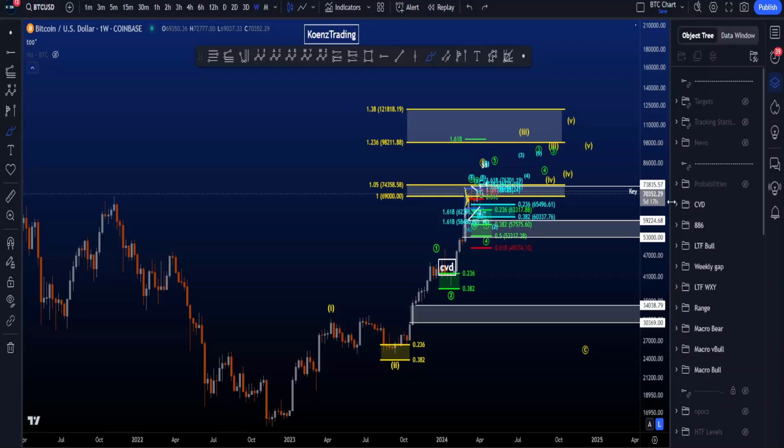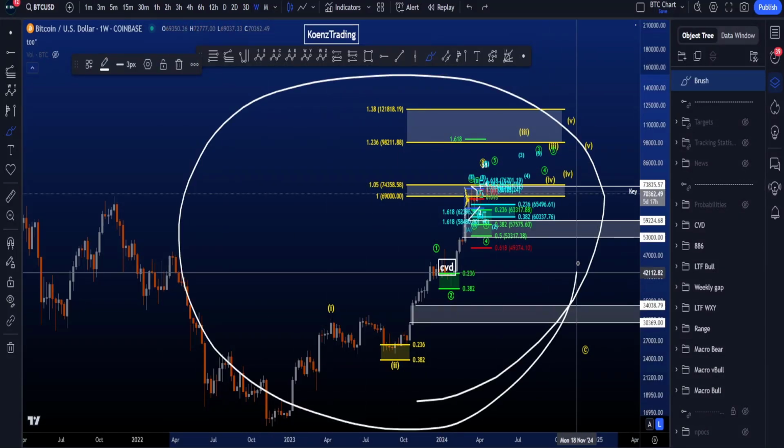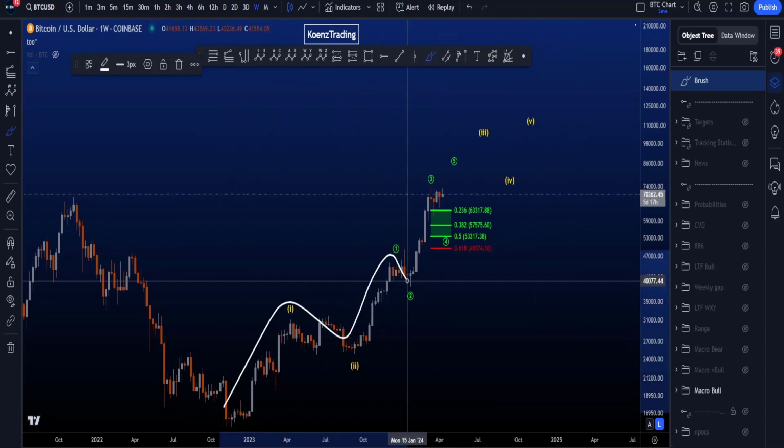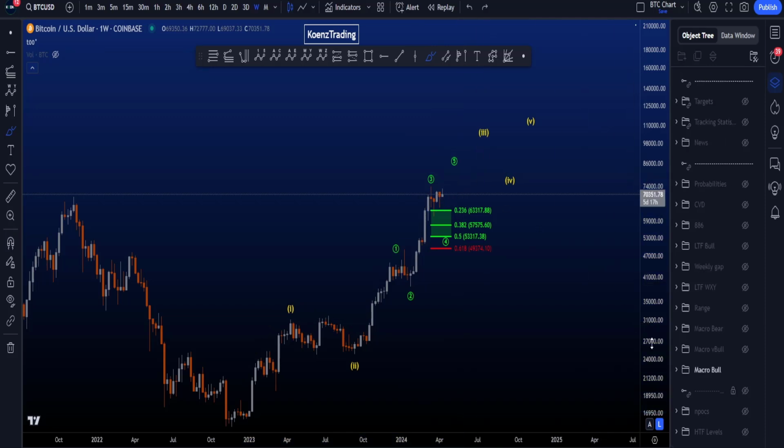Hi everyone, let's go over my bullish and bearish Elliott Wave scenarios on Bitcoin. Starting on the weekly, as it's always good to zoom out at times, we have a 1-2-1-2 looking for a 3, 4 and a 5 in this scenario.